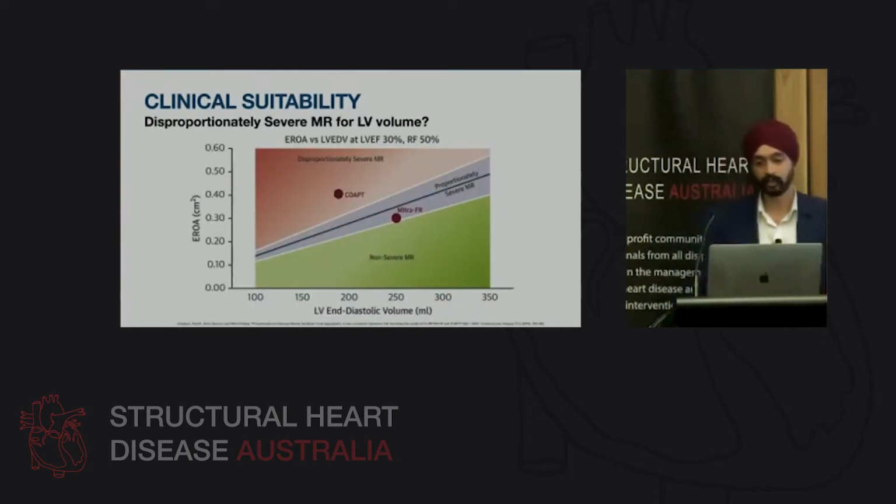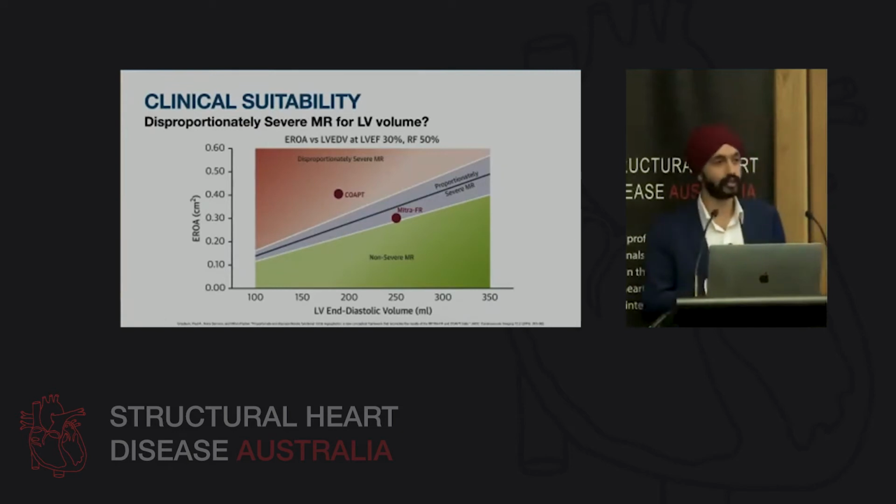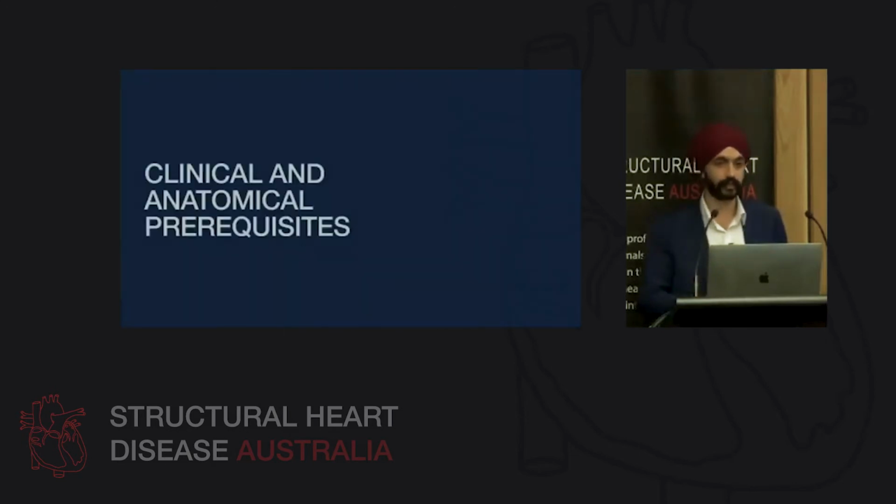This was discussed in the previous talk as well, this concept of disproportionately severe MR. And this is coming from reconciling the results of the COAPT trial, which showed a mortality benefit, and the Mitral trial, which did not, for transcatheter edge-to-edge repair. What we saw in the COAPT trial was that the patients had left ventricular end diastolic volumes that were relatively smaller than the Mitral, and they had higher regurgitant orifice areas. So really what it's telling us is you want to pick patients who have disproportionately severe MR when assessing for clinical suitability. So that's a little bit about the clinical suitability.